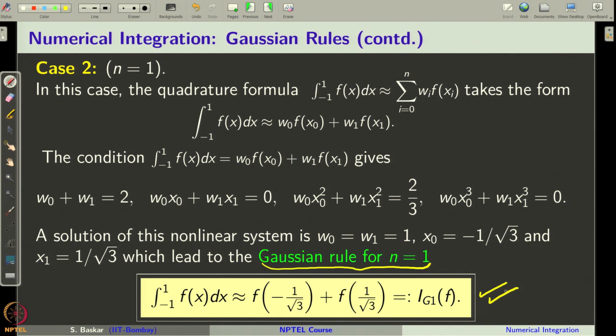Now, as you go on increasing n, the number of nonlinear equations will also increase in your system, and also their expressions are quite complicated, and thereby solving their system of nonlinear equations will also become more difficult. One can go for certain nonlinear solvers like Newton's method and so on, but we will not give any weightage for such problems. We will just stop our derivation of Gaussian rules only up to n equal to 1. However, we will just give an idea of how to go about with n equal to 2, 3 and so on in general for n.